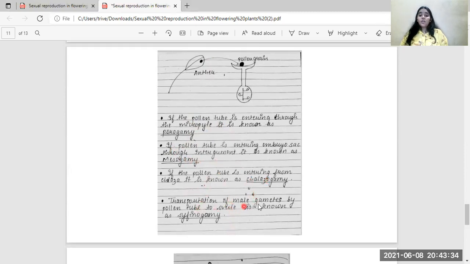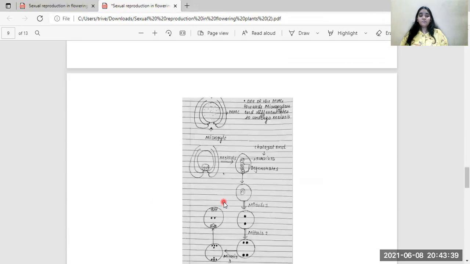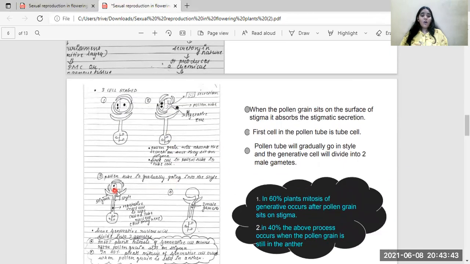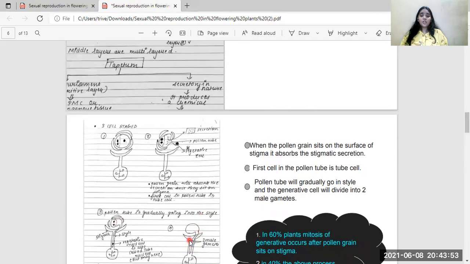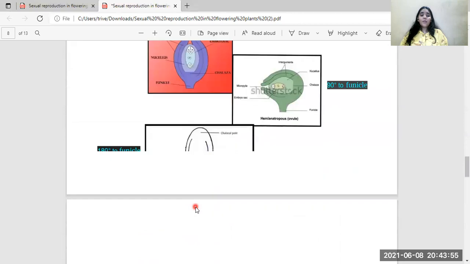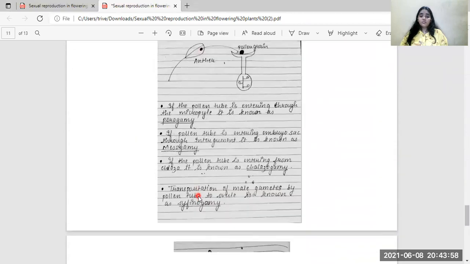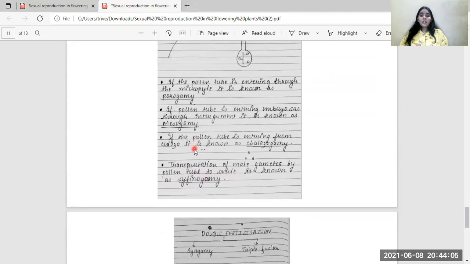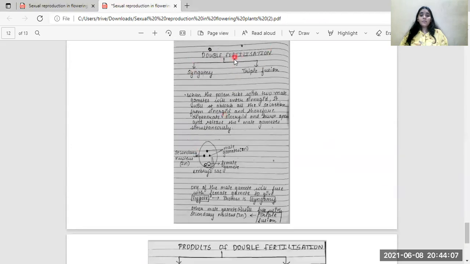The transportation of the male gametes by the pollen tube to the ovule is known as siphonogamy. Here, these convert into male gametes and these further go into the embryo sac. This transportation by which the pollen tube carries the male gametes is known as siphonogamy.